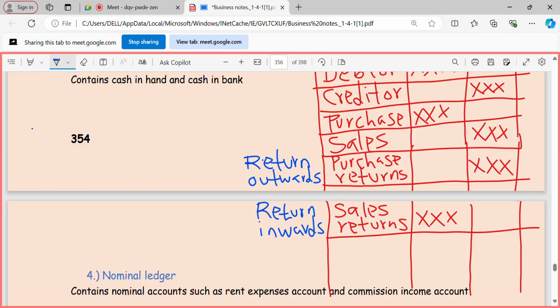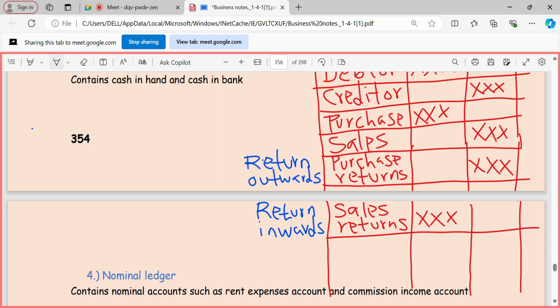Whatever you had bought, you are giving it back. You are returning it back. That is a return outwards. You are getting rid of it from the business. So that is another name that they use for purchase returns. So purchase returns can also be called return outwards.